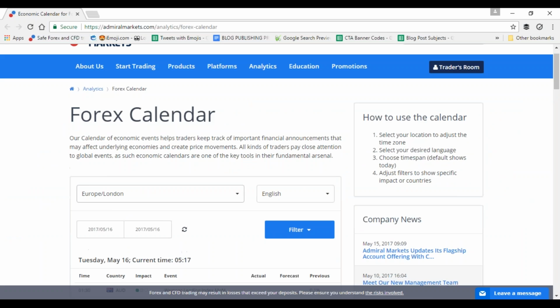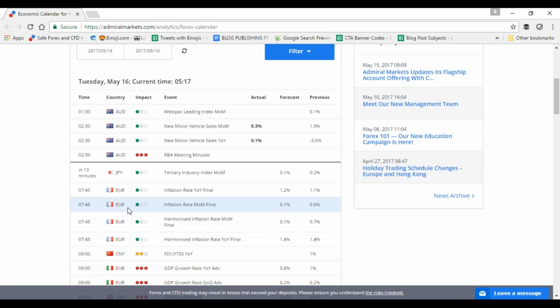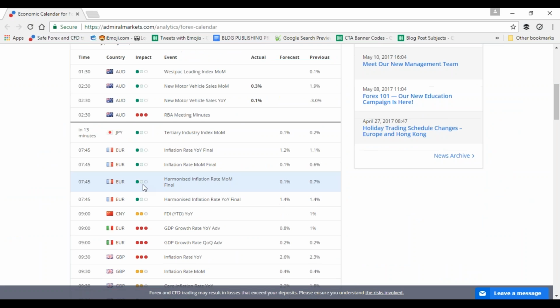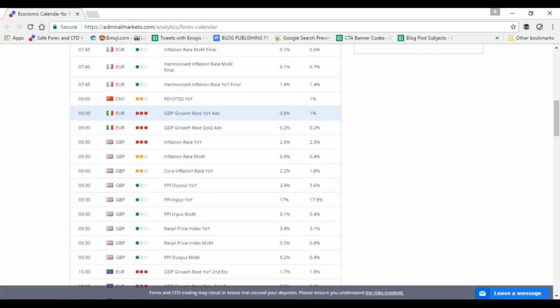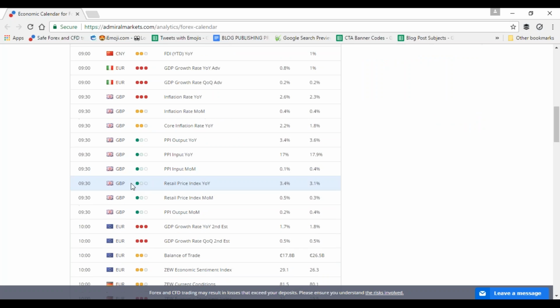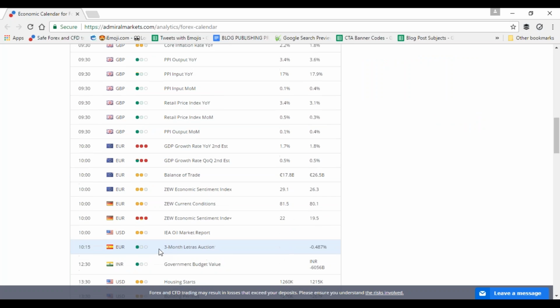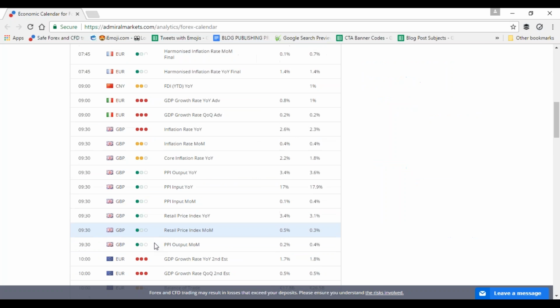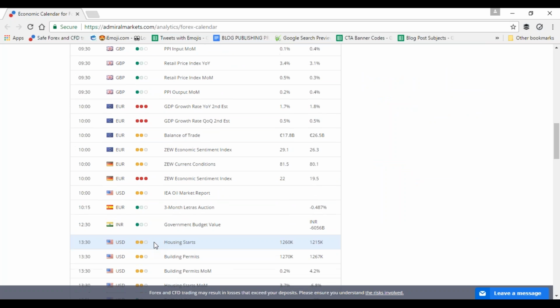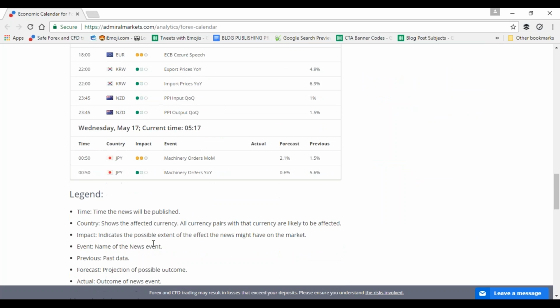Alrighty, a quick look at the calendar tells us that today we had meeting minutes from the Australian RBA, central bank there. We also have inflation rate in Great Britain, GDP growth rate in the Eurozone, Italy. So you can see some news events coming up. This is today. ZEW Economic Sentiment Index. Well, anyhow, you get the point.